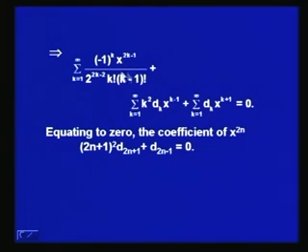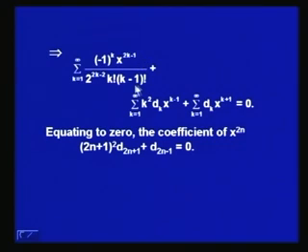So only odd powers of x are occurring here, while here the power of x begins with 0, k equal to 1, and here the powers of x begin with 2. So when we equate to 0, we will first equate to 0 the coefficients of even powers of x.